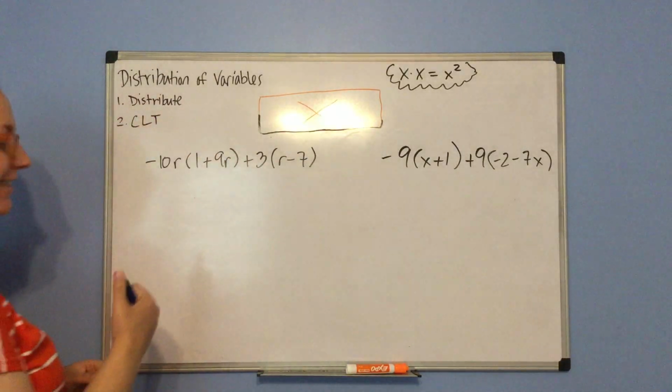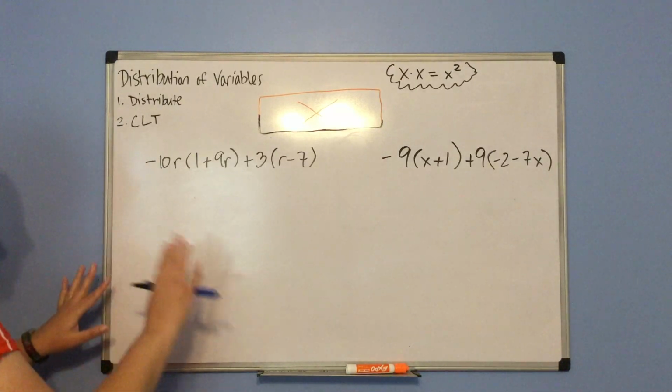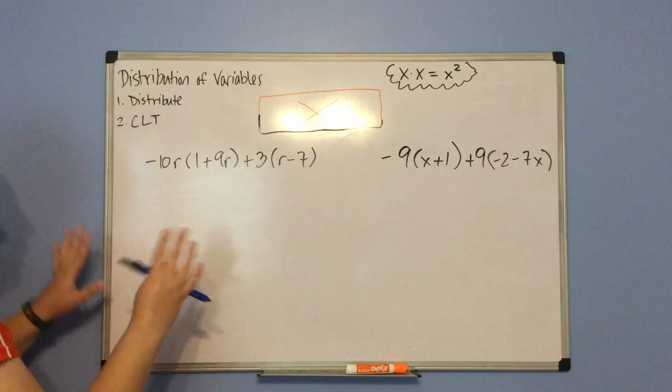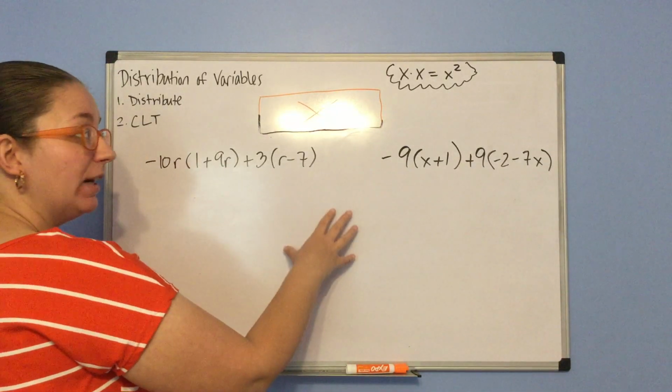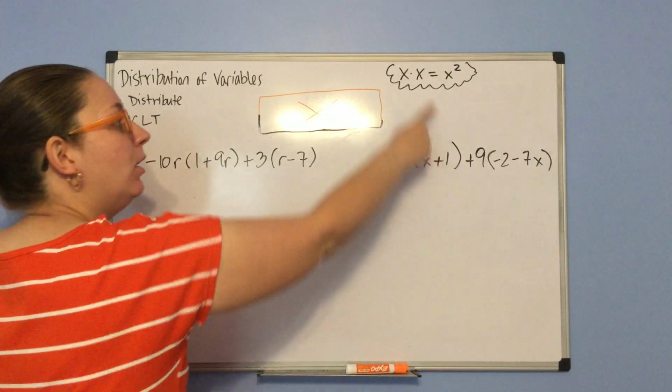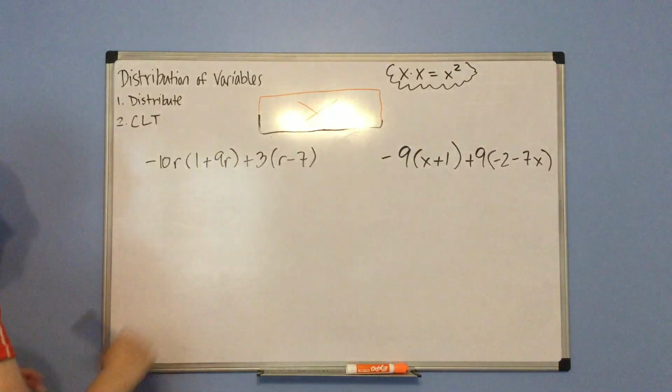All right, two last ones. Nothing's really different than what we've seen. The thing I just want you to really watch out for is when you need to think about if something's just a regular variable, like a regular x, or if it's an x squared.